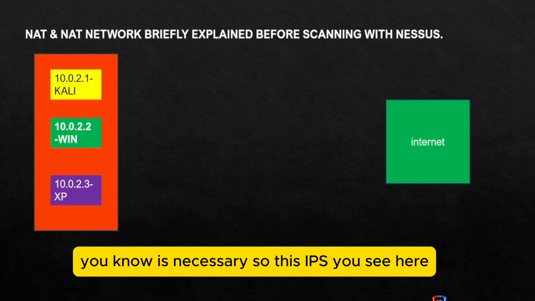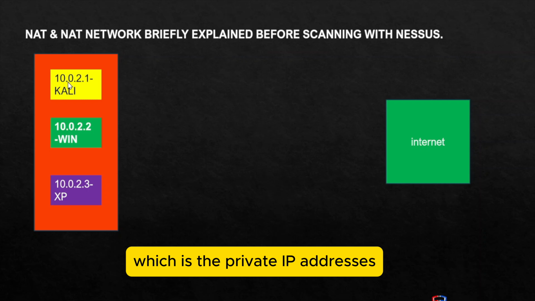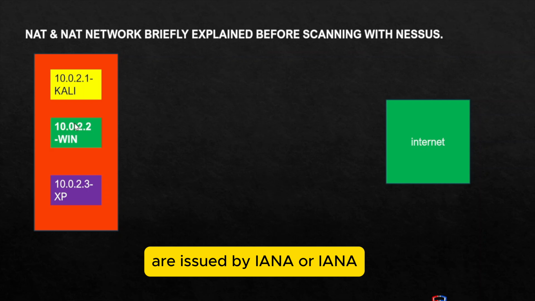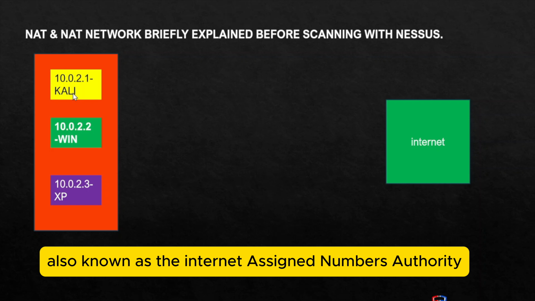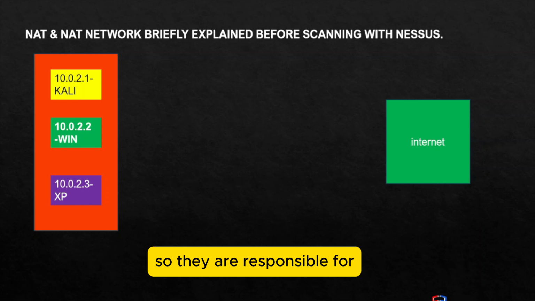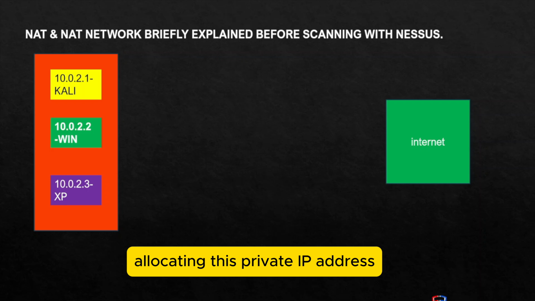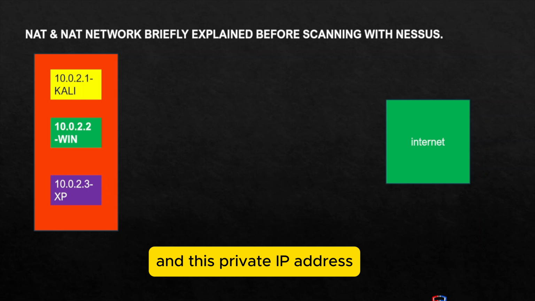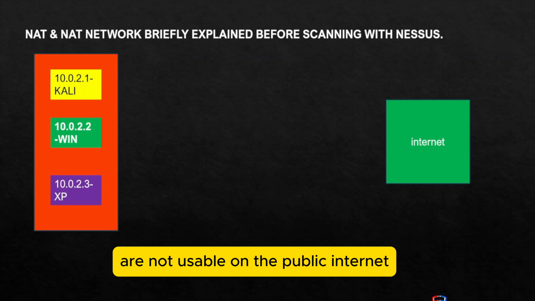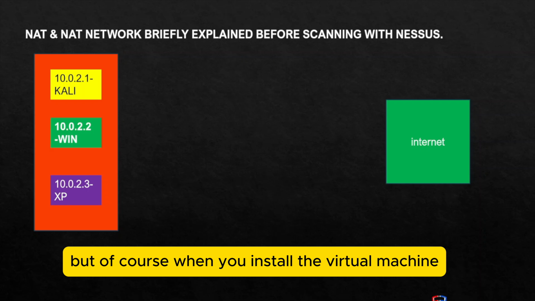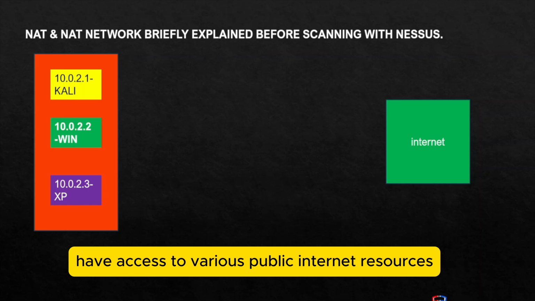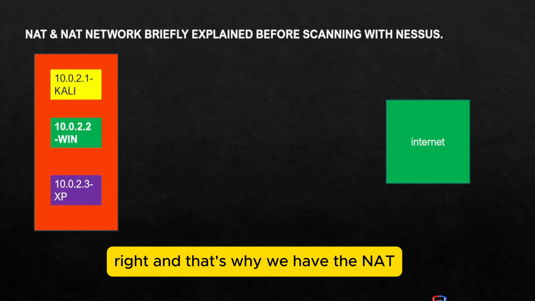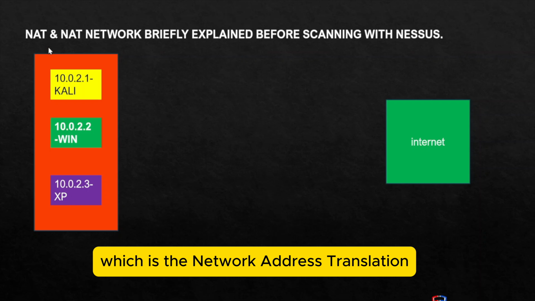So these IPs you see here, which are the private IP addresses, are issued by IANA, also known as the Internet Assigned Numbers Authority. They are responsible for allocating these private IP addresses, and these private IP addresses are not usable on the public internet. But of course, when you install the virtual machine, you also want to have access to various public internet resources, right? And that's why we have the NAT, which is the Network Address Translation.